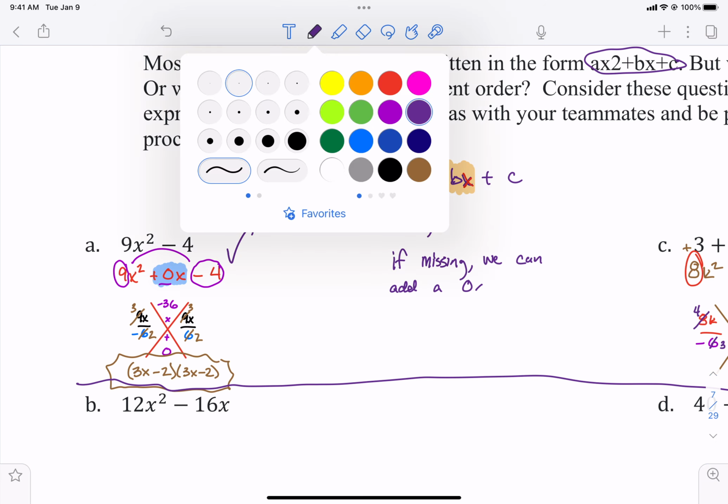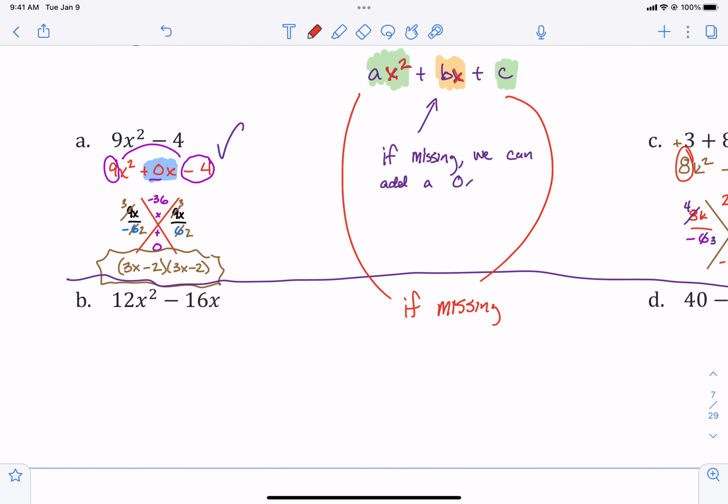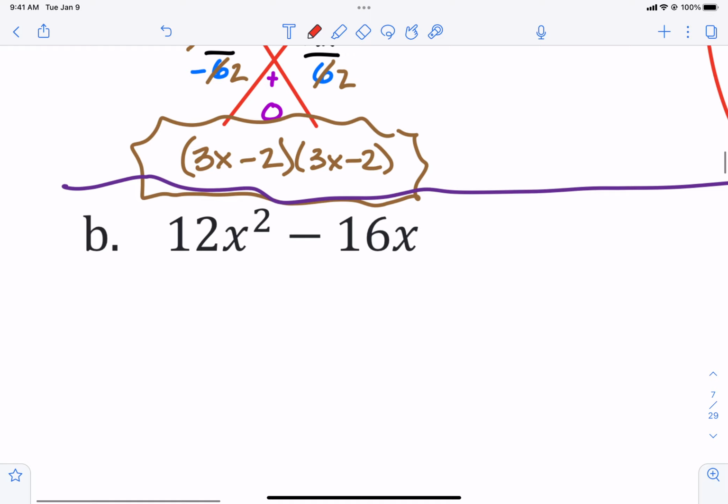But it turns out if one of the other two is missing, so if either the squared term is missing or the constant term is missing, then we want to factor differently. So if missing, factor using GCF. And hopefully you know that GCF stands for greatest common factor. Now, looking at these problems, here's what I mean by that.